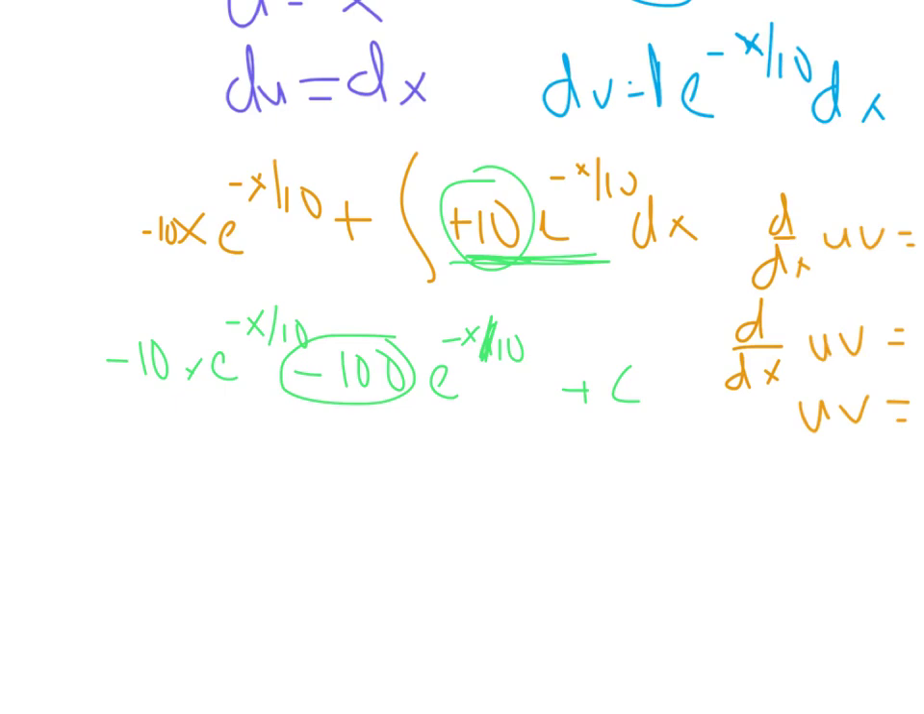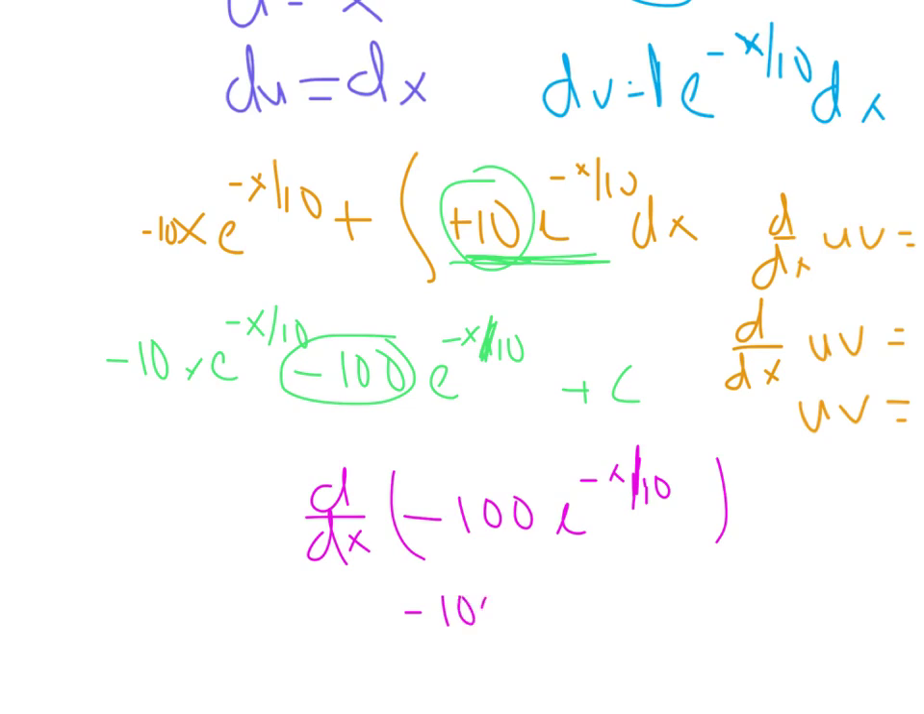If that's not clear, just in case you need it, if you wanted to, take the derivative of what I have. I was deciding whether I should do an integral or a derivative. Take the derivative of this. The derivative of this is going to be negative 100 e to the negative x over 10 times negative 1/10. So negative 100 and negative 1/10 make 10, in case you're confused about that.